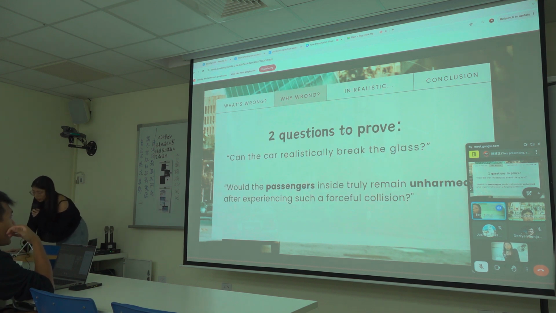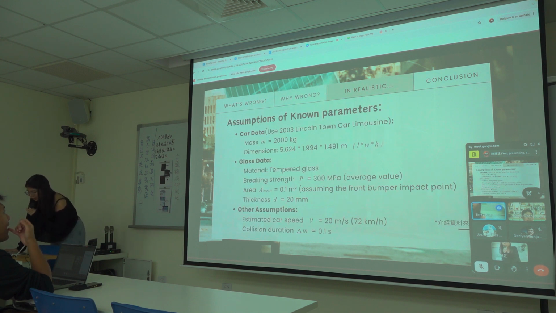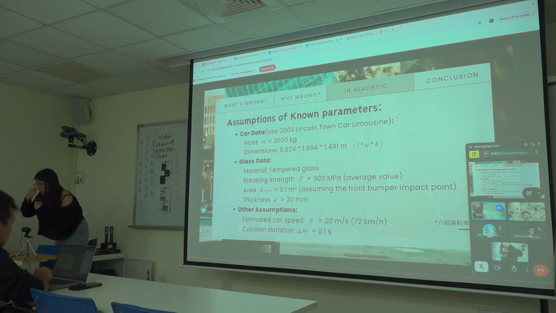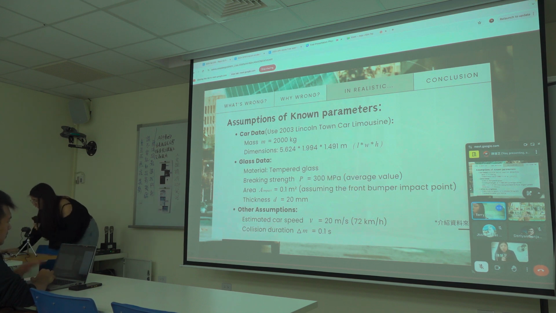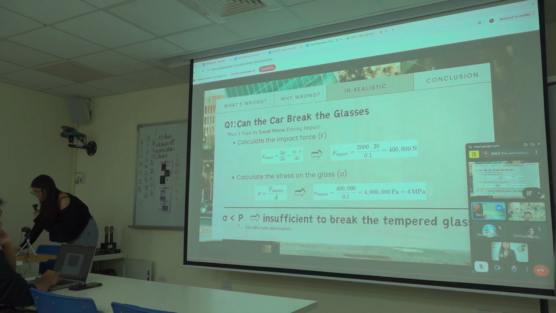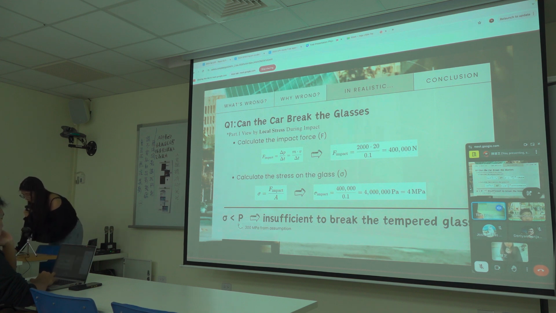And I have two questions about this scene. Whether the car can realistically break the glass, and would the passengers inside truly remain unharmed after experiencing such a forceful collision? To calculate, these are my assumptions, and some of the data is the same as the assumptions he makes. First I calculate the first question: can the car break the glass?